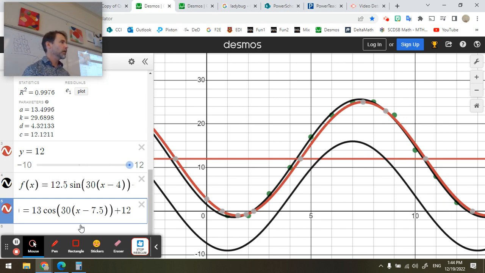Is it because they're both on the maximum? Yeah. So here's the new maximum, right? It's 7.5. Cosine is going to have its maximum at this D value because that's where I shifted the maximum to.